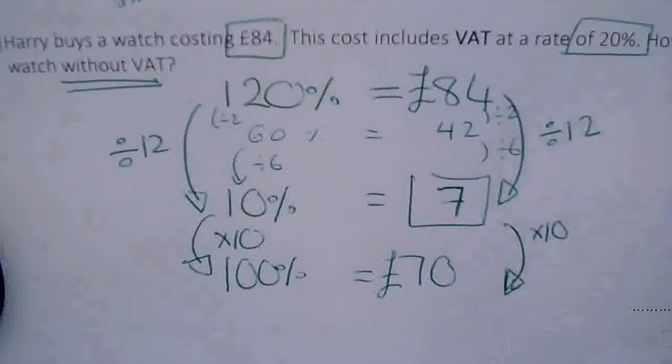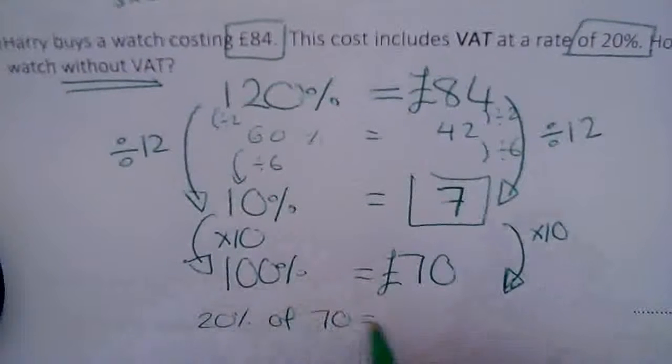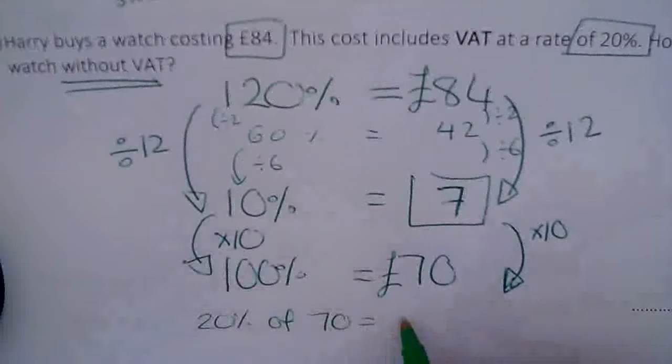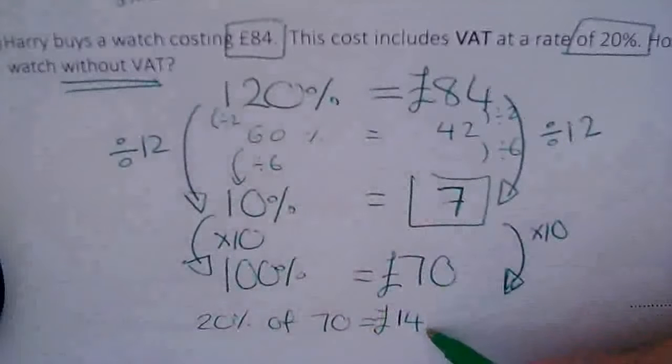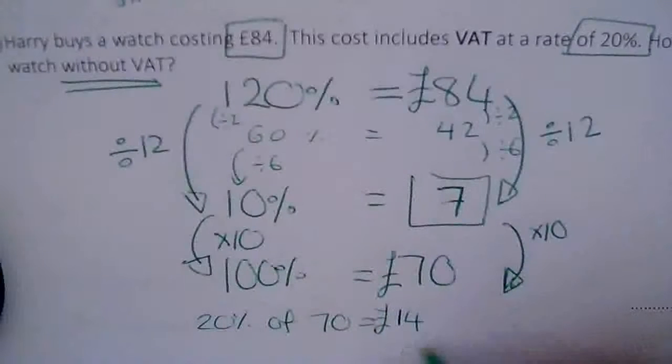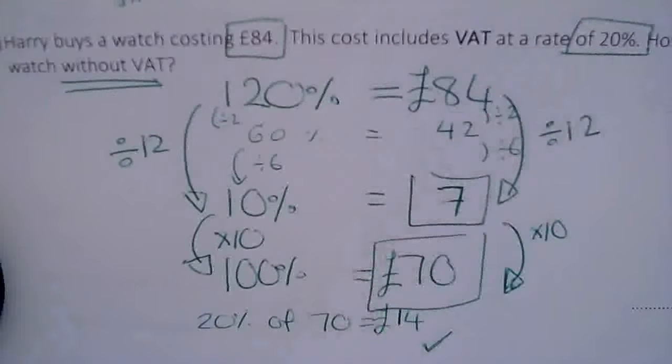The good thing about this question is you can actually check your answer makes sense. Imagine if you're at the shop paying £70 and you had to add on 20%. 20% of 70, 10% would be 7, so 20% would be 14, and 70 plus the VAT of 14 does give you the 84, so you know that your answer is sensible, so £70.